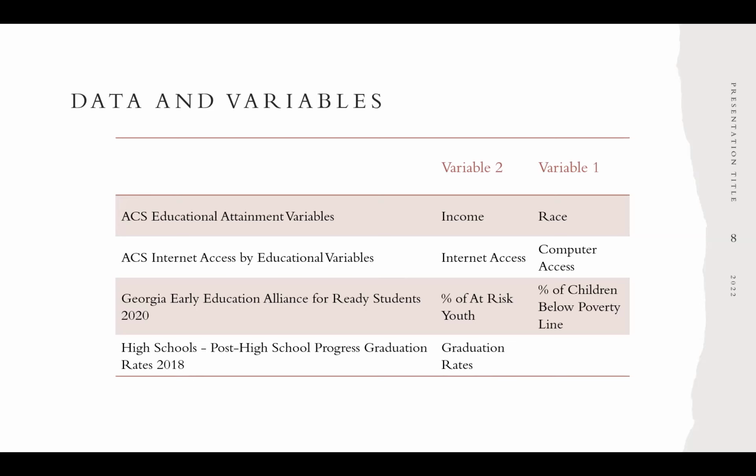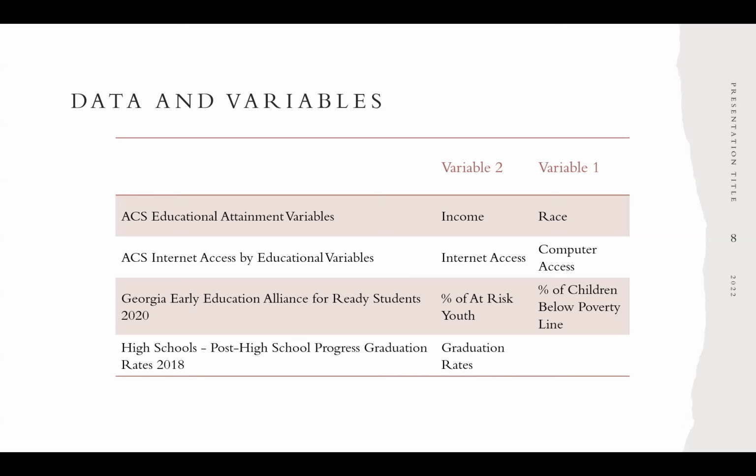So the social equity analysis takes several data sets, and you can actually decide which variables from each data set you want to use for your analysis. So for the ACS educational attainment variables, I'm looking at race and income. For the ACS internet access by education variables, I'm looking at internet access and computer access at home, specifically at home for students.